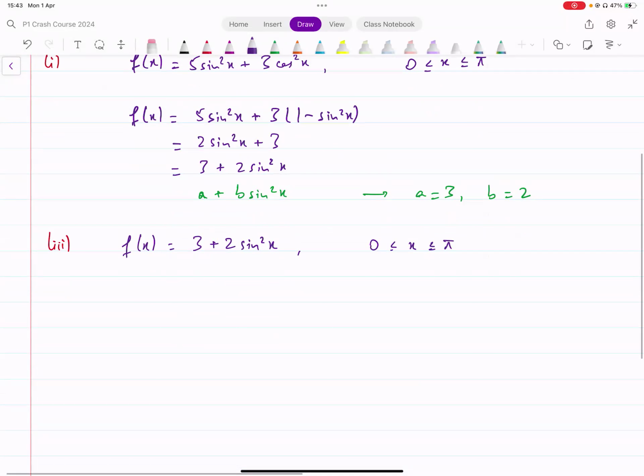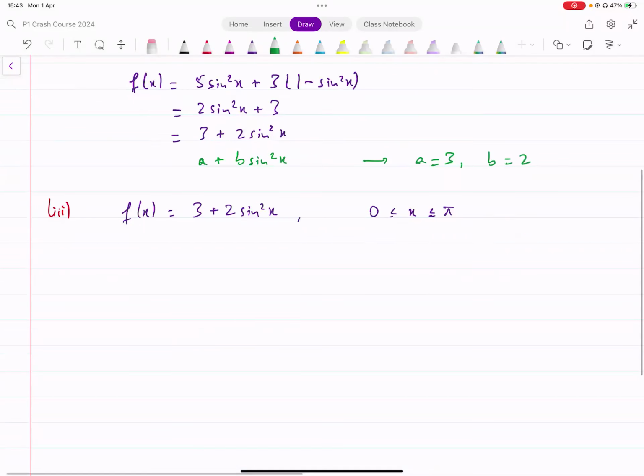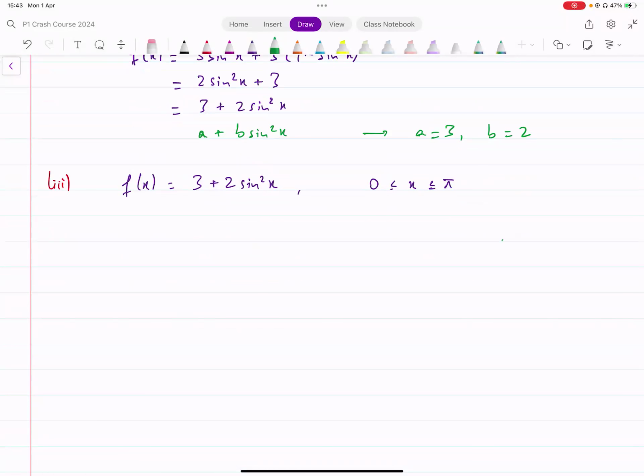Now let's start with thinking of sine x. How does the graph of sine x look like? The sine x graph goes from 0 to 1, and then back to 0, and then to minus 1 and then 0, like this. Which part of this function is valid? Only from 0 to pi.